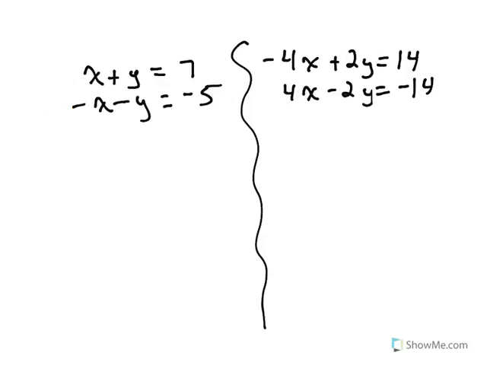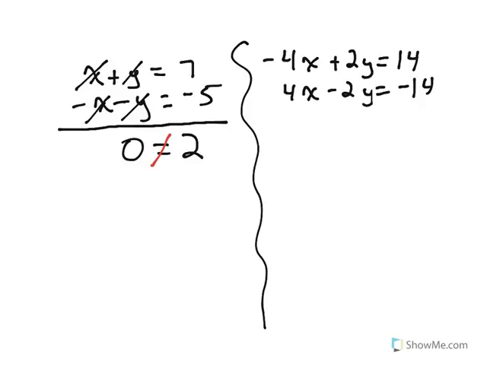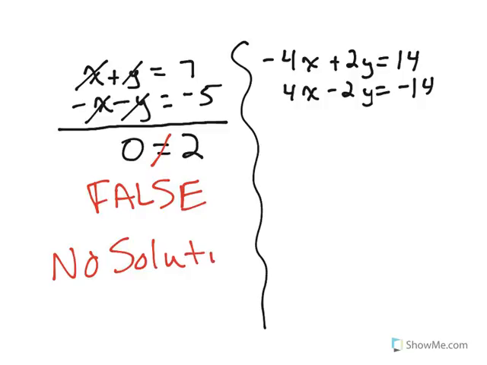Two more examples. In the first one, x plus y equals 7 and -x minus y equals -5. When we solve this one, both variables cancel out, giving us 0. But on the other side of the equal sign, we have 7 minus 5 equals 2. 0 does not equal 2. This is a false statement, and therefore there is no solution. False statement, no solution.